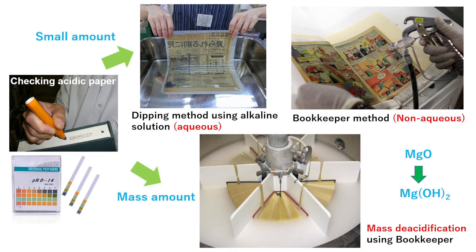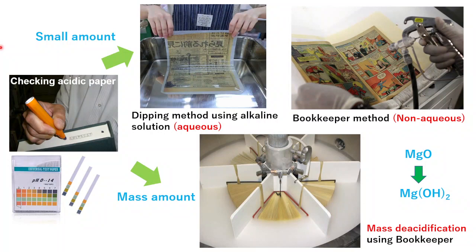In this method, the book can be deacidified in the form of one volume without disassembling the binding of the book. And although it has the effect of deacidification, it is clearly less effective than the method of immersing in an aqueous solution. So, it is not suitable for mass deacidification.